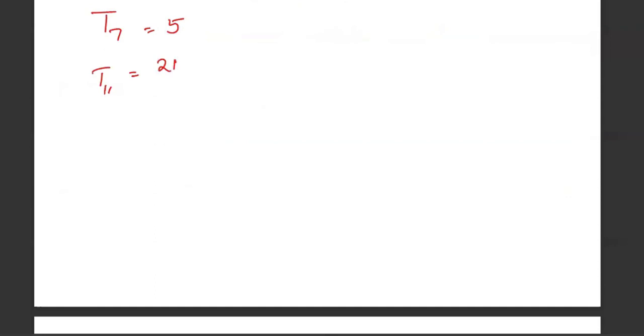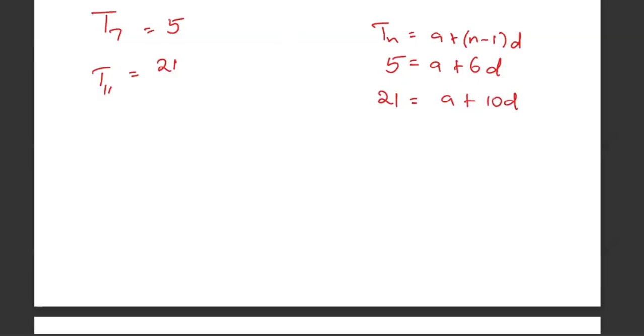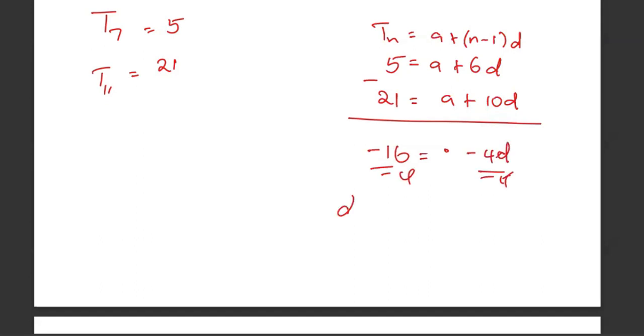So what am I going to do here? Let me use Tn is equal to a plus n minus 1 into d, in as much as I'm not supposed to use this. So 5 is going to be a plus 7 minus 1, which is 6d. And then 21 is going to be a plus 11 minus 1, which is 10d. And then I'll subtract these two. So 5 minus 21 comes negative 16, that's 0, negative 4d. Divide both sides by negative 4, meaning that d is 4.